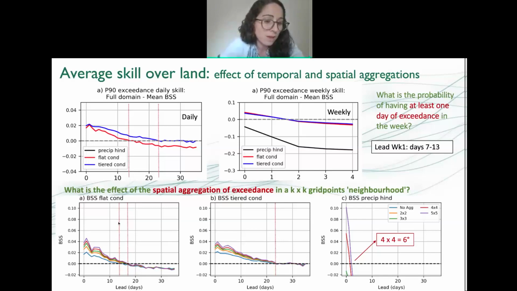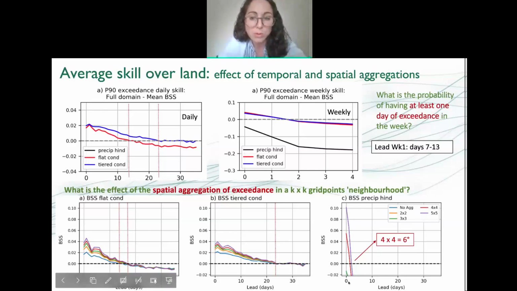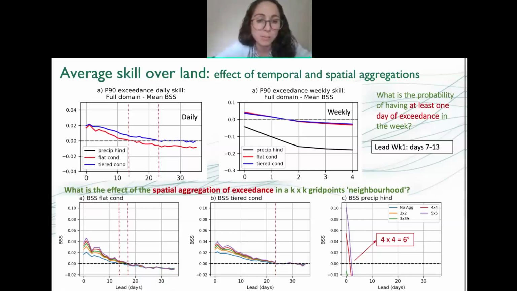So we have the flat regime here, which is showing about 2 days of increased prediction skill when aggregating, but up to very, very large regions, right? This is like 5 by 5 grid points. It's getting closer to 10 degrees by 10 degrees. And in the case of the tier regimes, there's really no extension. And in the case of simulated precipitation, the impact on the initial lead days is very strong, but it's mainly because it had no skill to begin with. So it's just providing some more skill in the detection of the events.